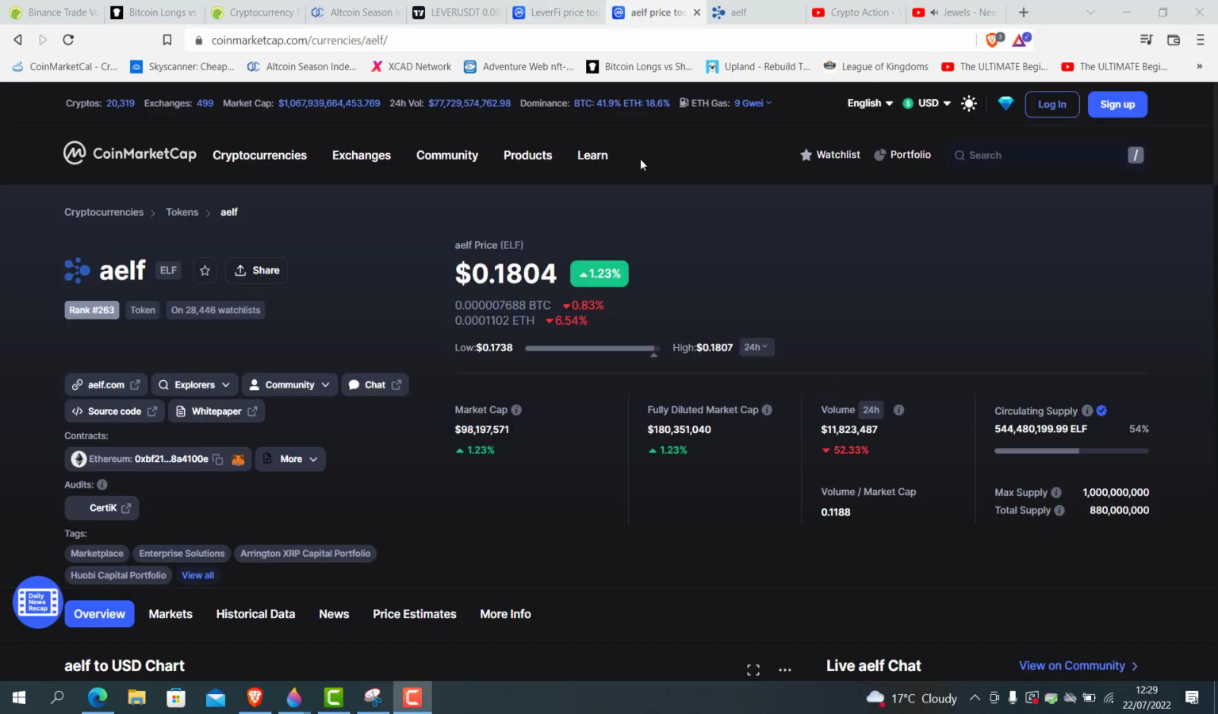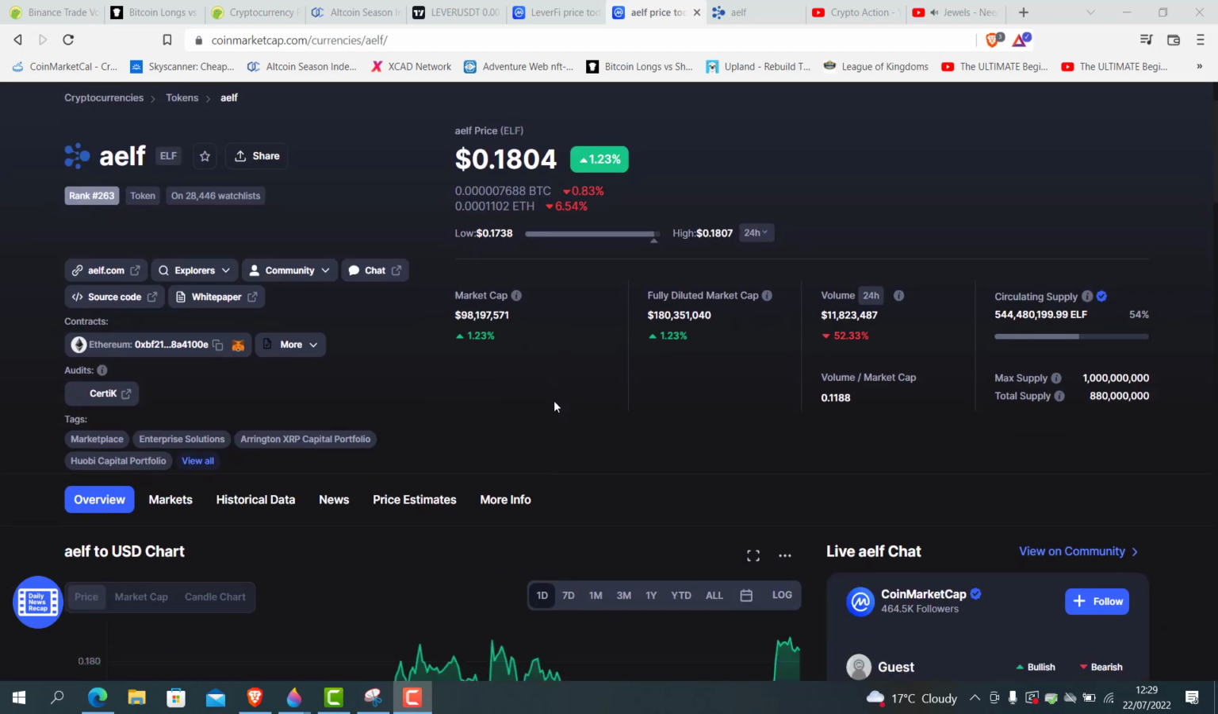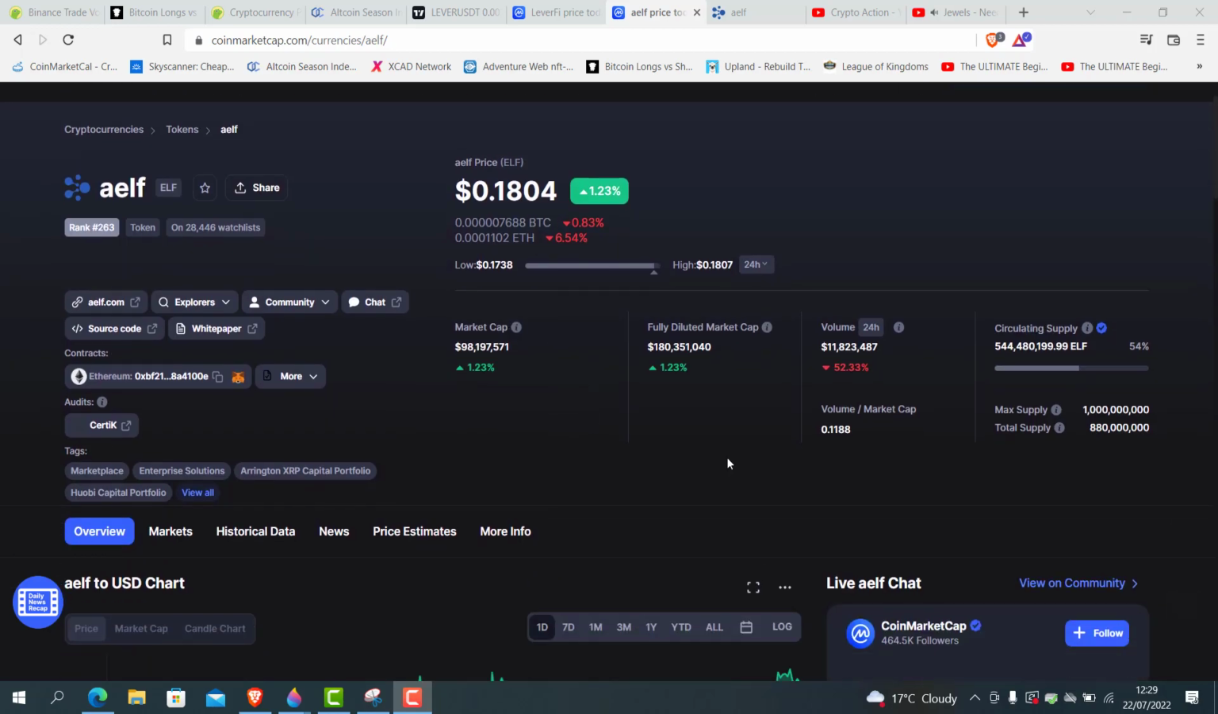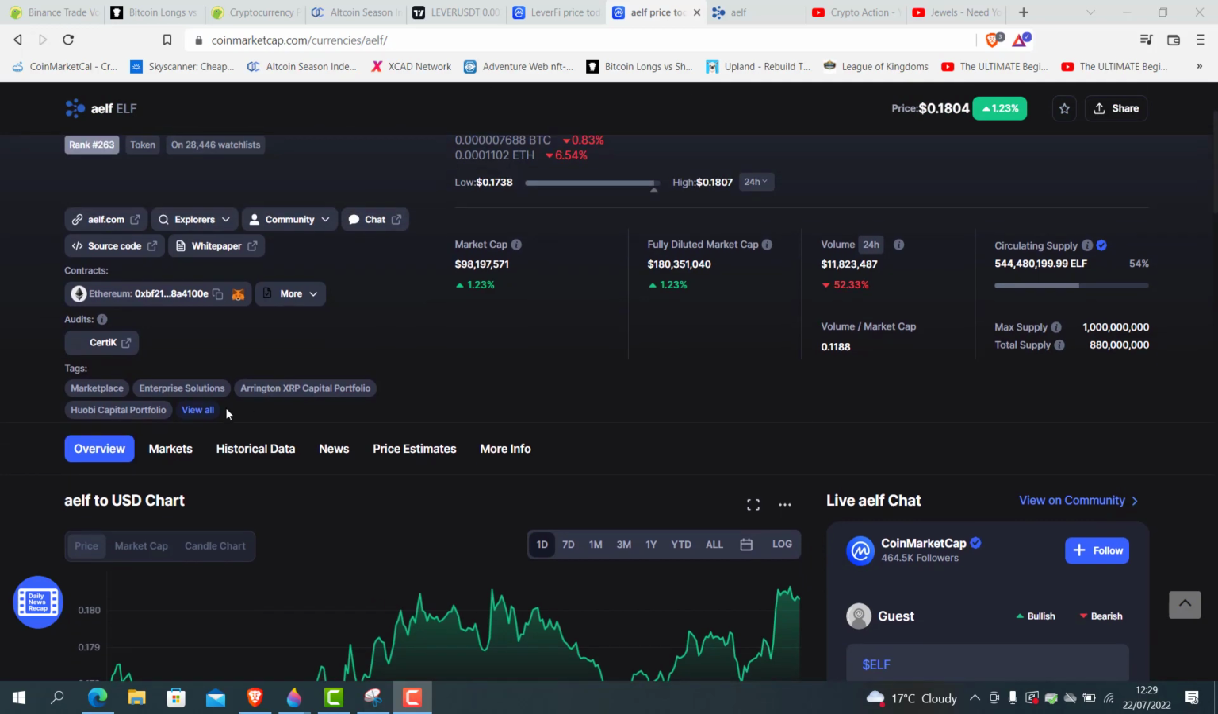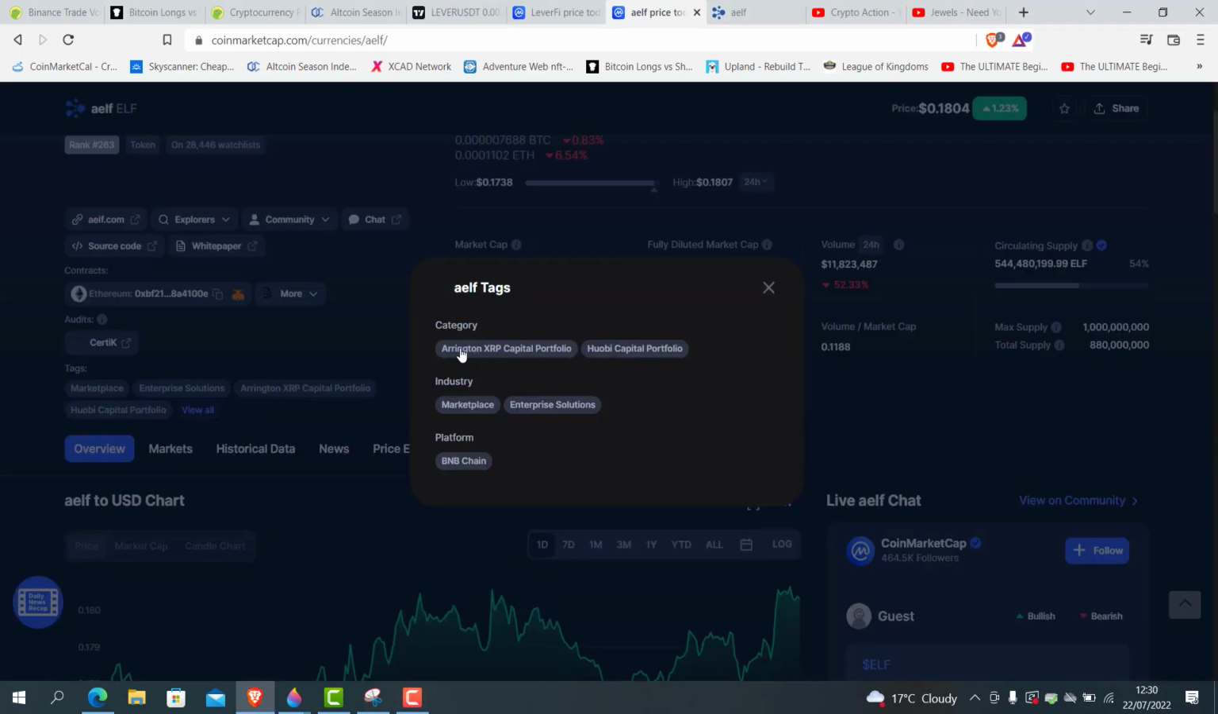So I came across this project, guys, it's called Aelf. As you can see, nearly 29,000 people on the watch list. In the last 24 hours, it's 52.33% down, right? Market cap is 1.23% up. And if you don't know what the project is about, you can just read the stats.